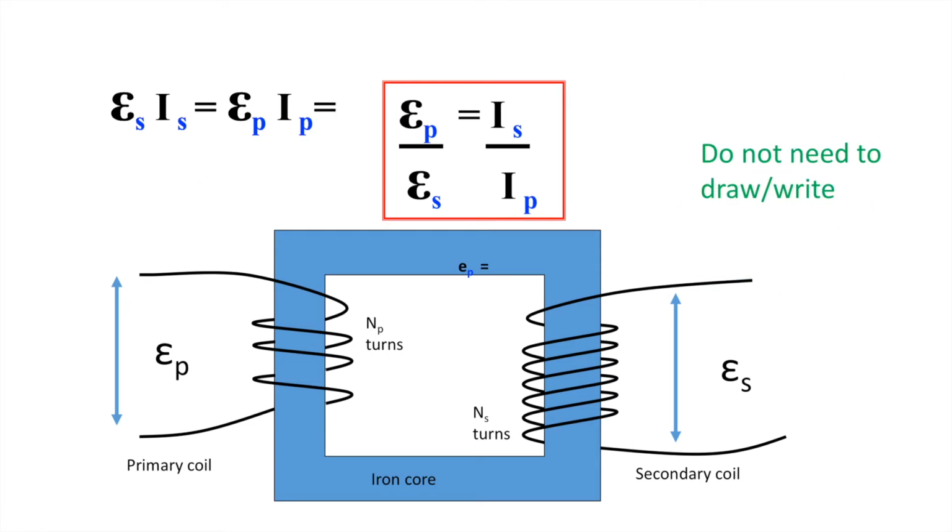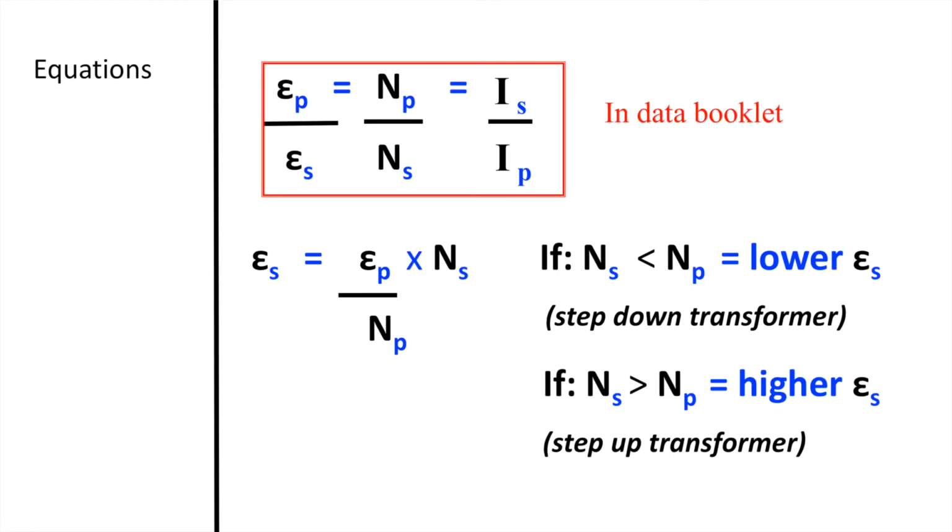Keeping the law of conservation of energy in mind and assuming that there is no loss of energy in the transformer due to resistance, meaning that the resistance is negligible, the energy that enters the primary coil is equal to the energy leaving the secondary coil. So we can say that the total EMF of the secondary coil times the current of the secondary coil equals the total EMF of the primary coil times the primary current. This can also be represented as E sub P divided by E sub S equals I sub S divided by I sub P. So here are some equations that are represented in your data booklet.